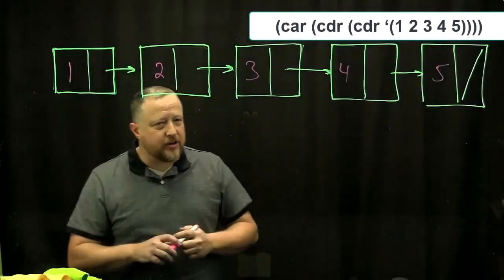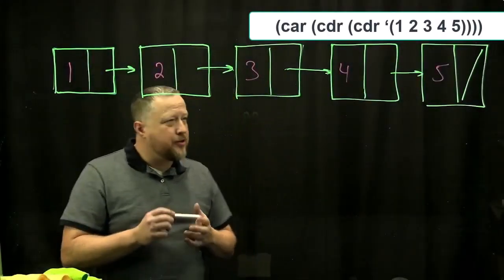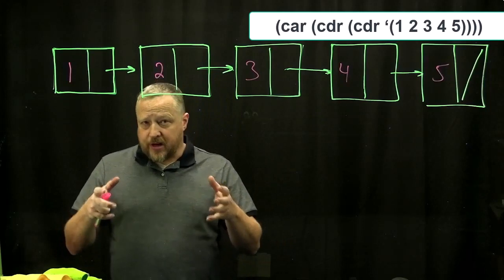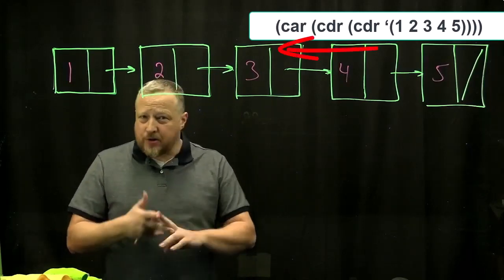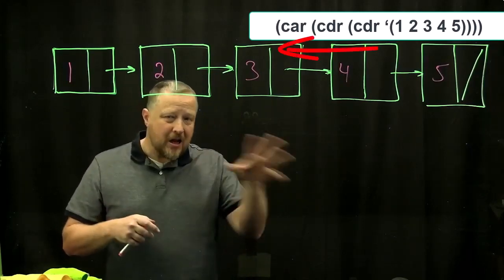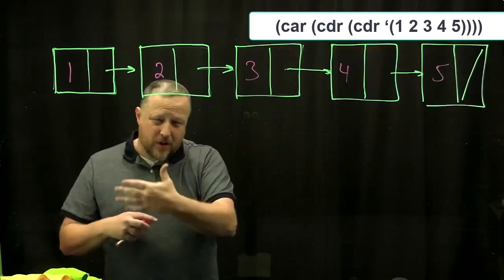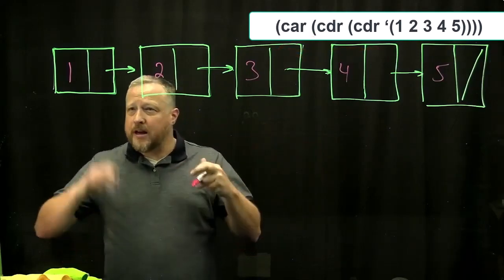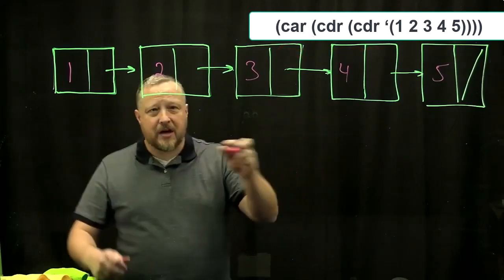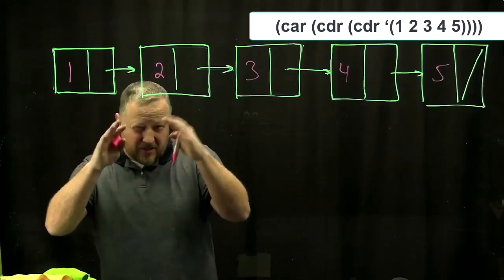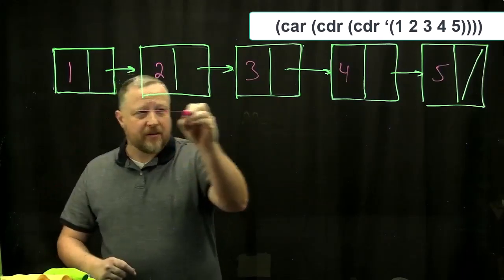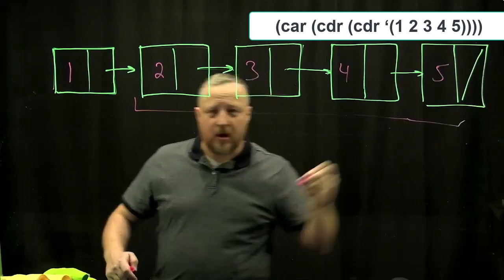So as we're given our list of 1 to 5 here, what we're going to do is the equation that we're given with the car and 2 cdrs. We're actually going to do the inside out first, and remember, almost kind of doing it backwards. First, we're going to get the cdr of the entire list, which remember is the rest of the list, skipping the first item.